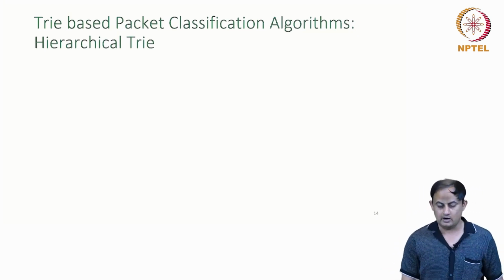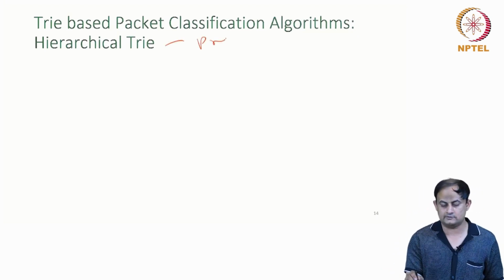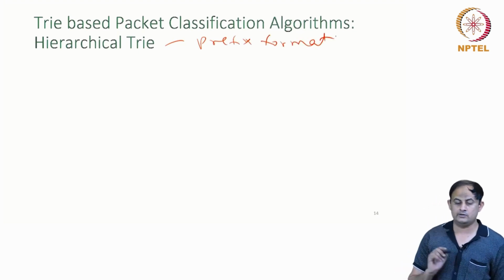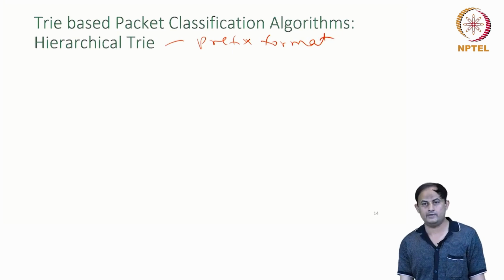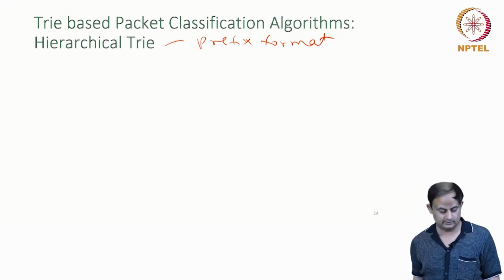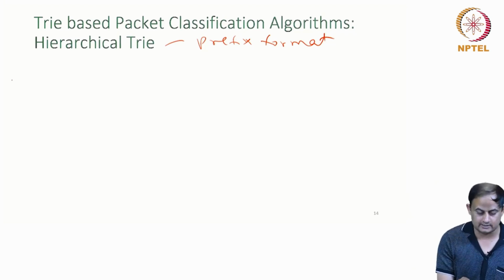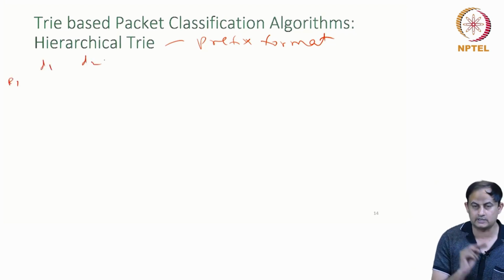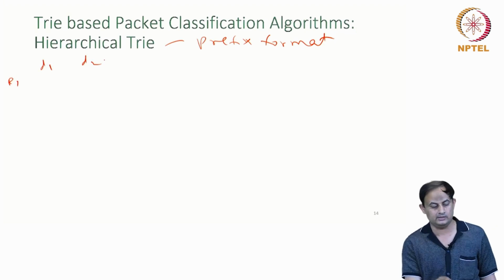Assuming all the fields are expressed in the prefix format, we can use this kind of trie-based algorithm. So what is the hierarchical trie? We'll try to understand with an example. Let's say I have rules with two fields. For the sake of simplicity, I am taking two here.